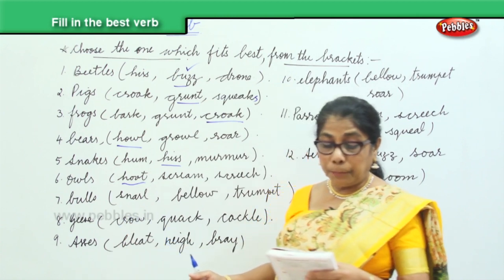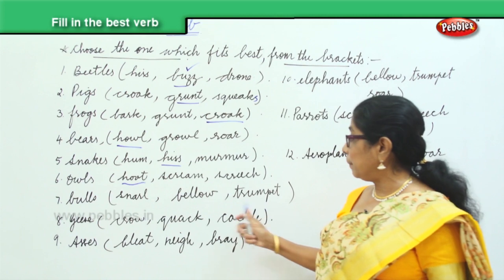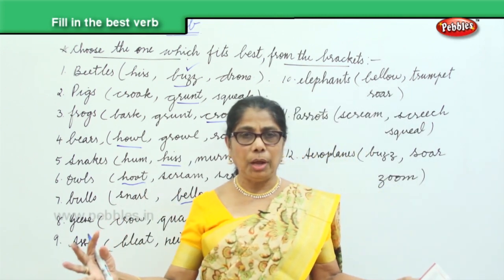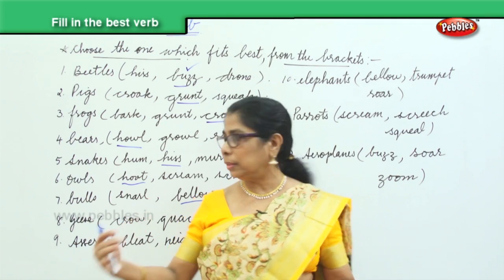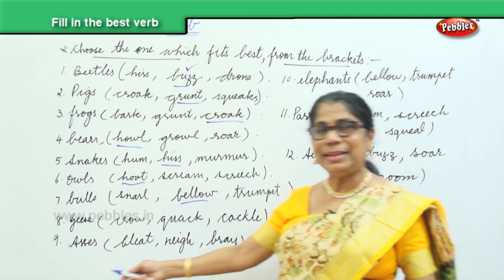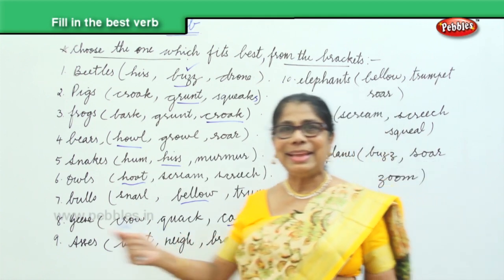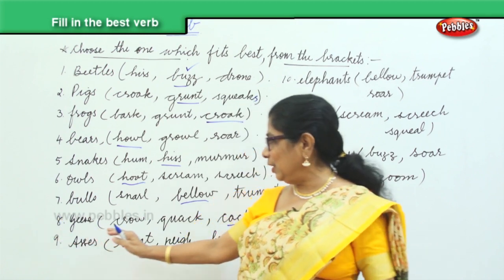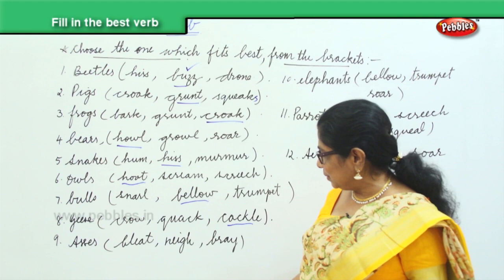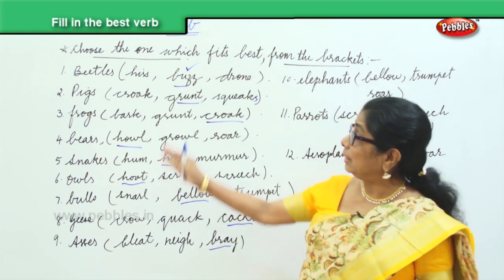Bulls. What do the bulls do? The bulls normally, there is snarl, trumpet, no, bellow. The deep voice, the bull has the bellow. Then the geese, what do the geese do? The geese cackle. We normally say the geese are cackling. You don't say geese crow or quack. Asses, what do the asses do? The asses normally bray.